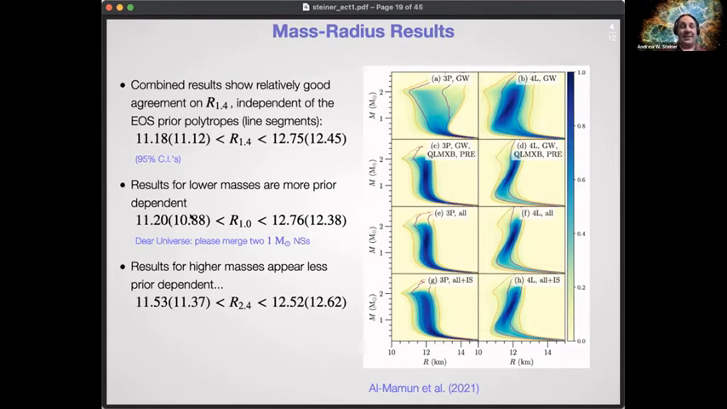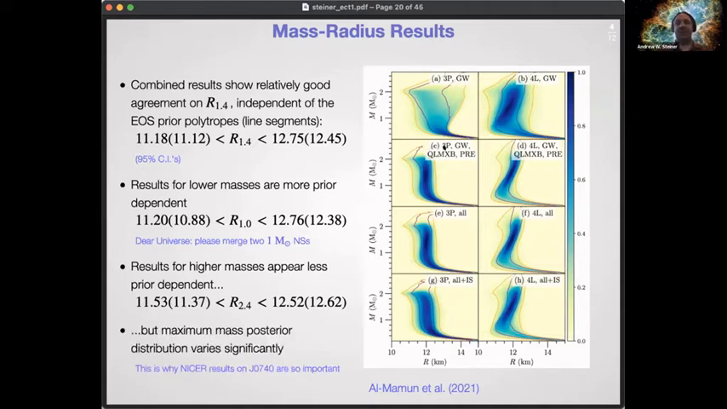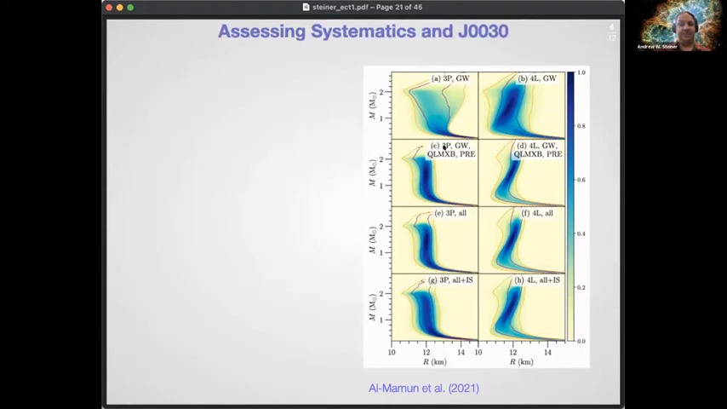The results for higher masses, for example, a 2.4 solar mass neutron star, are sometimes hidden up here, but they're there. They appear less prior dependent, but this is actually a little bit deceptive because the number of equations of state which actually get up there is quite small. What you might look at for higher masses is the maximum mass posterior distribution, which varies quite significantly. So there's still some prior dependence up at large masses. And of course, this is why the nicer results on J0740 are so important and exciting.